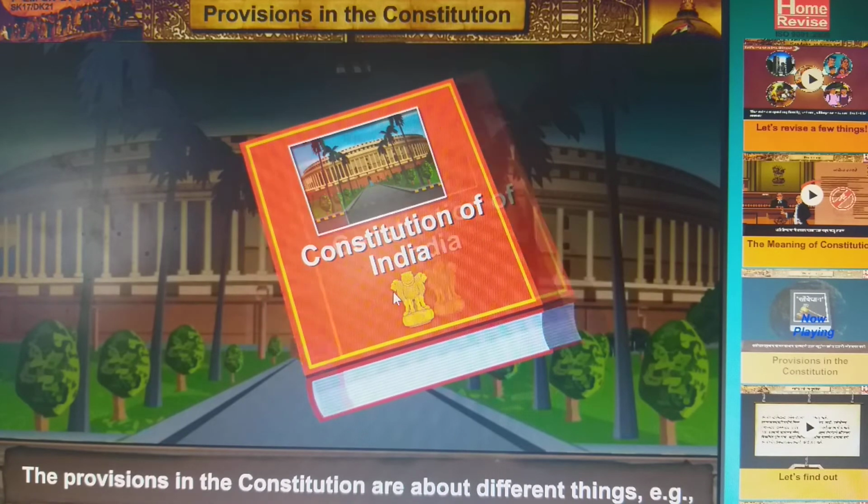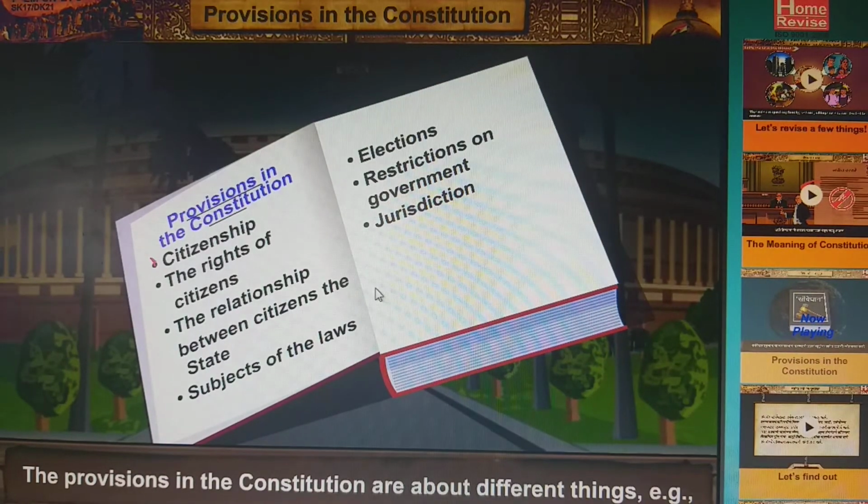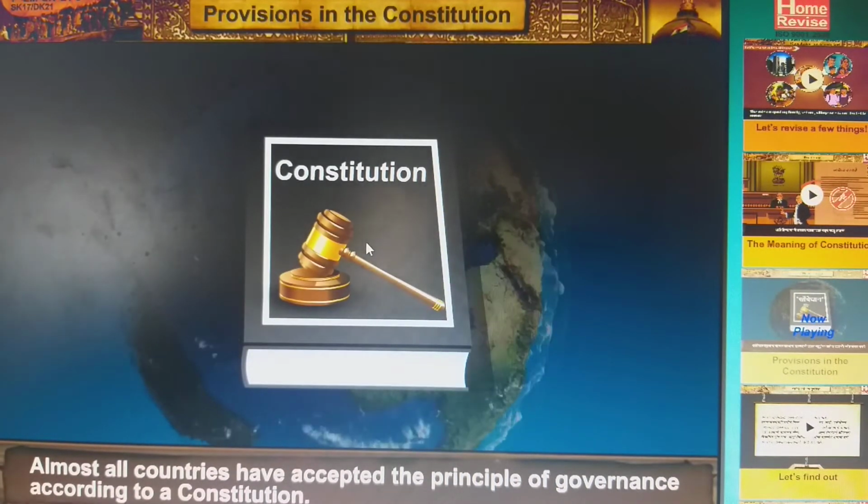Next we are going to the provisions in the constitution. There are different provisions in the constitution. For example, many laws are there regarding citizens, rights of citizens, relation between citizen and the state, subjects of the law, election, restriction on the government and jurisdiction. So many articles are there.